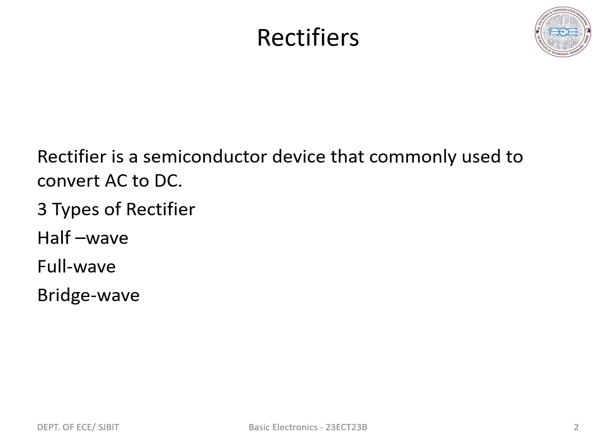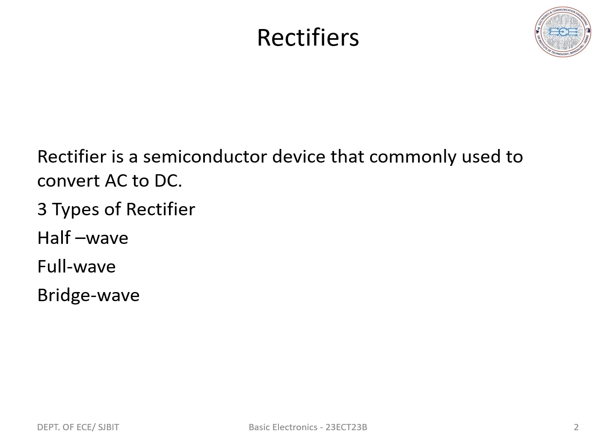So the current flows through the resistance RL only during the positive half cycle of the AC input. Hence it is called a half wave rectifier, because it works only for half of the cycle of your input signal. Either it may be a positive half cycle or it may be a negative half cycle.